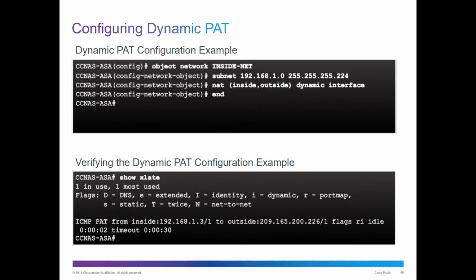So, dynamic PAT configuration: object network inside network, that's just setting up our object. Our NAT would be dynamic interface, because that's going to allow for our inside network access. If we were doing our verification for dynamic PAT, we would be doing a show xlate, and that would show our different options, showing our PAT, whether it be inside, outside, and the additional flags and times.